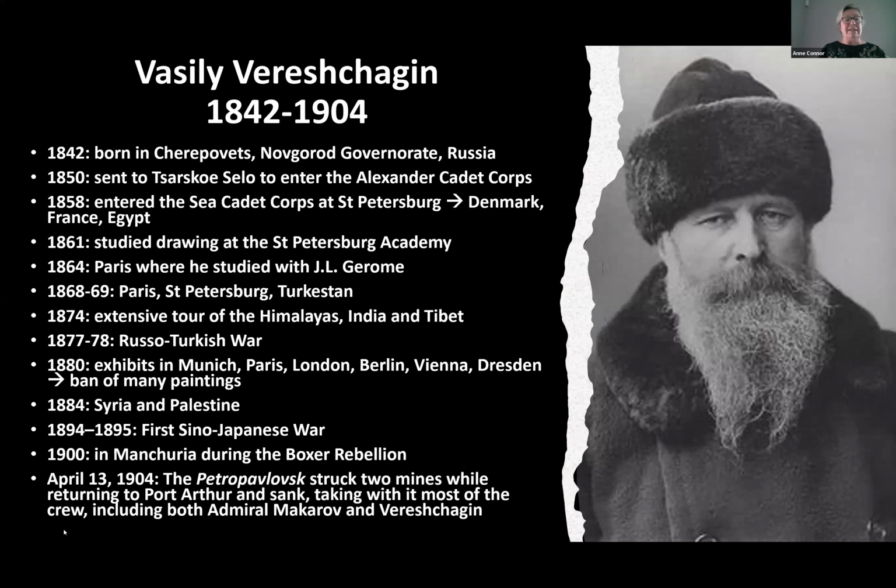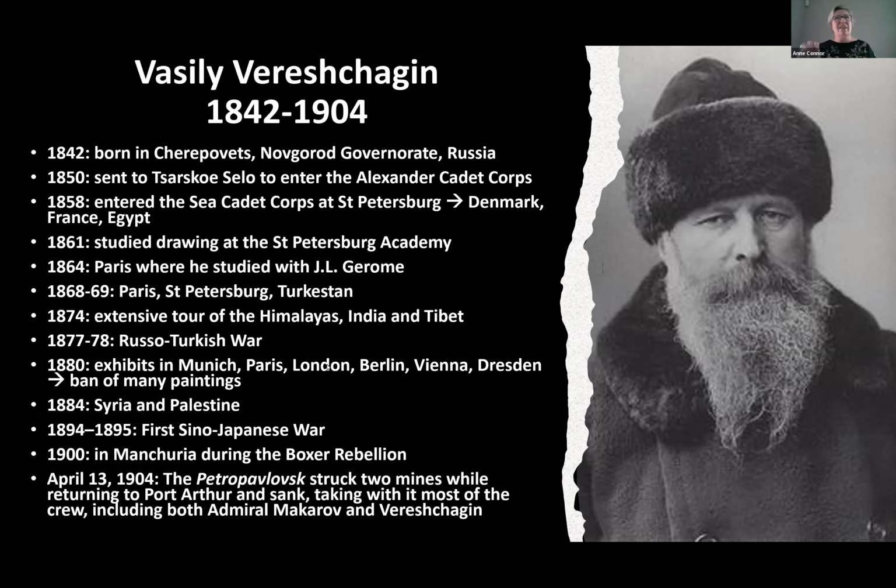He then came back in 1861 to study drawing at the St. Petersburg Academy, and left the cadets. Already in 1864 he was sent to Paris, where he studied with Gerome. In 1868 and 69, he went to Paris, came back to St. Petersburg, and then went to Turkestan. In 1874, he started extensive tours of the Himalayas, India, and Tibet.